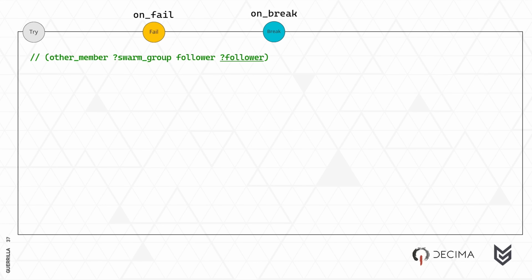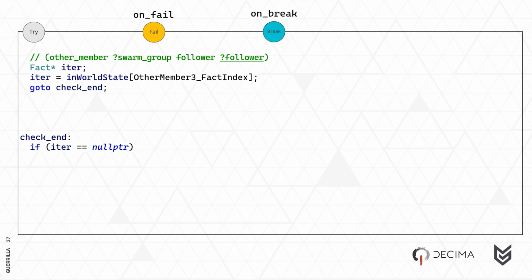Now see this code as being a for loop shattered into its components, into its pieces. So we'll iterate over world state facts. Our iterator is on the stack, and then we get our iterator to the first fact. Now, if we don't have any of such facts, we can skip to our failure label. Now, the failure label was already given, and the break label as well, because the translator knows in which context it's translating this query.